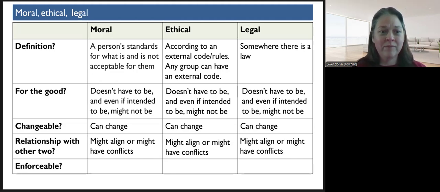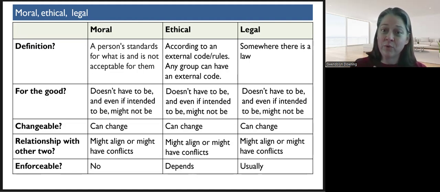And then last question, are they enforceable? And we're going with, yes, a person could enforce themselves, but in general, my morals are not enforceable by others, right? And then ethical is it depends. There are a lot of ethical codes that have no way of enforcing them being enforced. And then legal is usually. You'd think it'd be always, but it's usually.